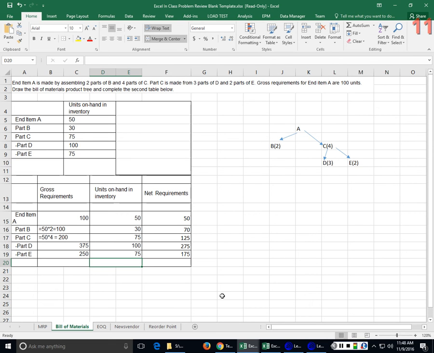And in my product tree, I can see that part C is the parent. We call that a lot of times the parent and child relationship. So C is a child of A, but D and E are a child of C. Does that make sense? Okay, and so then it's the net requirements of C that drive the gross requirements for D and E. Okay? Any other questions?